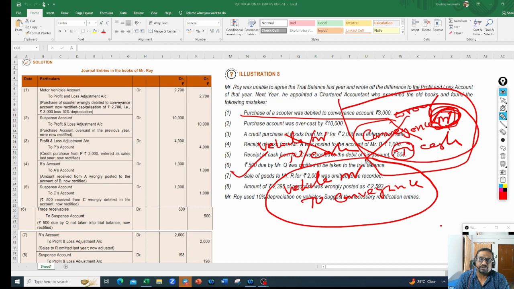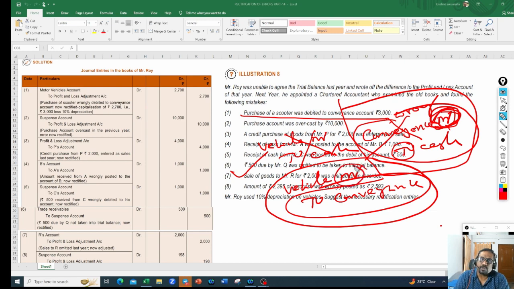It is already transferred. So the wrong amount was already transferred to profit and loss account, and profits were calculated accordingly. So there is no conveyance account here. When there is no conveyance account, where is the question of crediting conveyance account? Vehicle account debit. Vehicle is an asset.